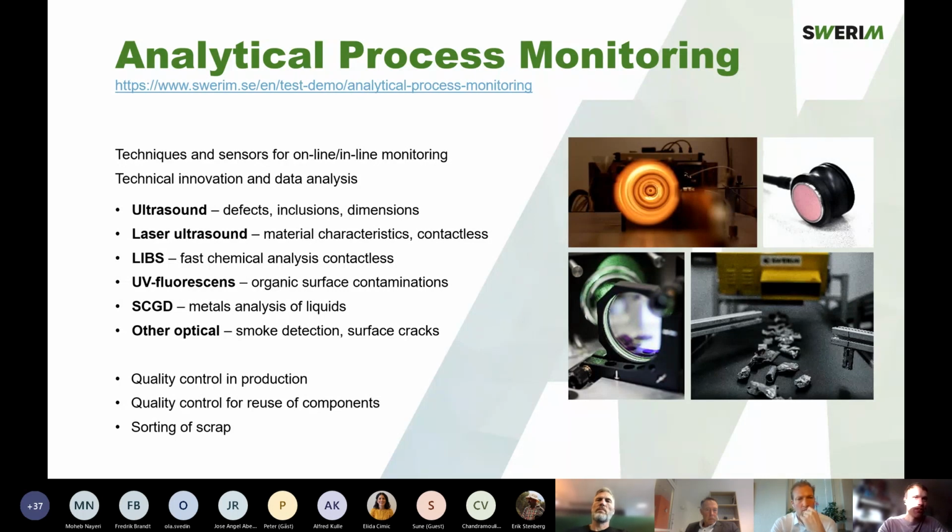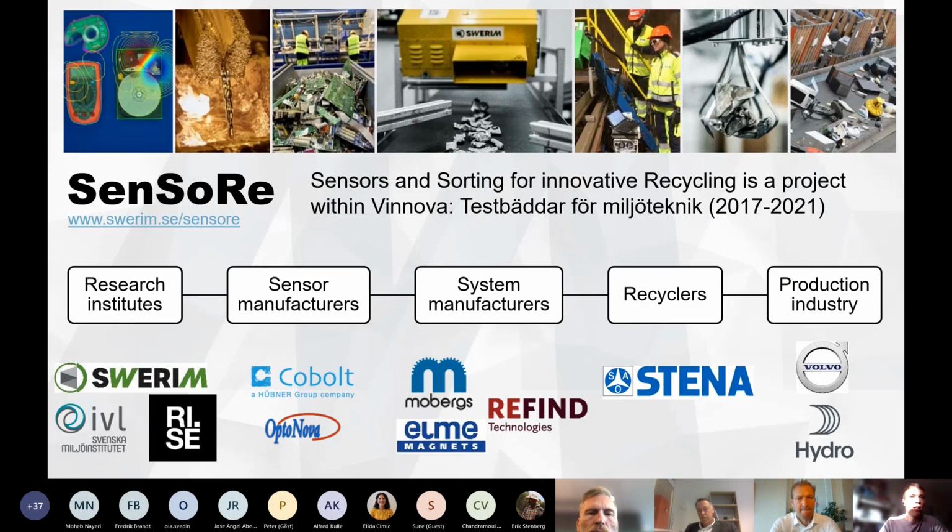So we use this for quality control in production and quality control for reuse of components, and also sorting of scrap, which is highly relevant here. So that's a quick introduction to SwereaIVF and the activities. But now I will switch to the project SenSoRe, which is, sorry, I need to hide from the sun.